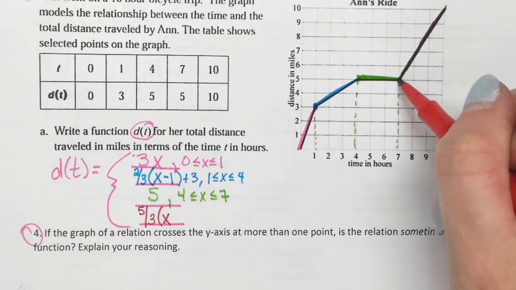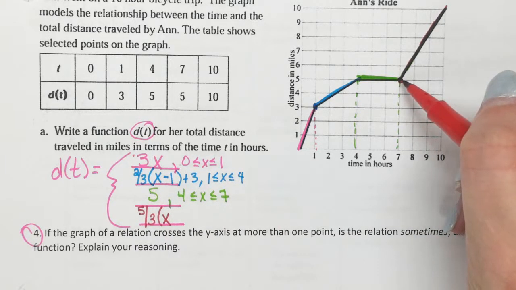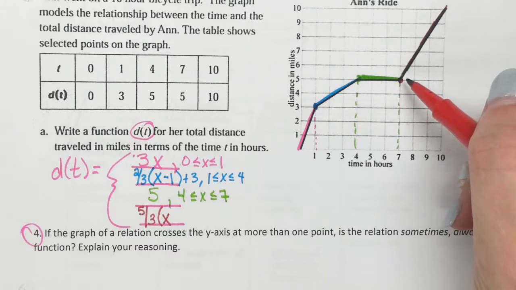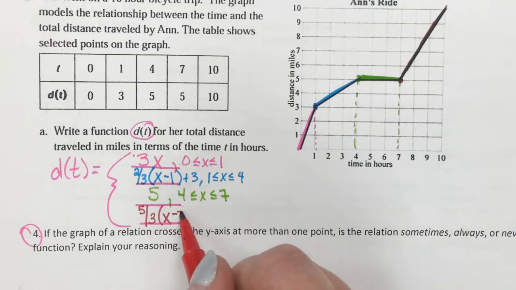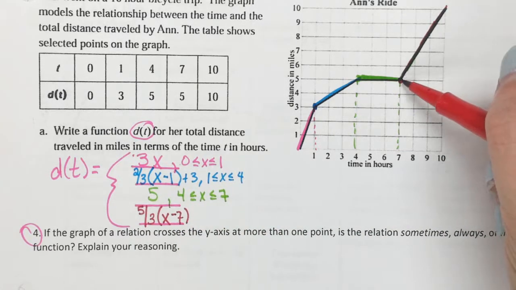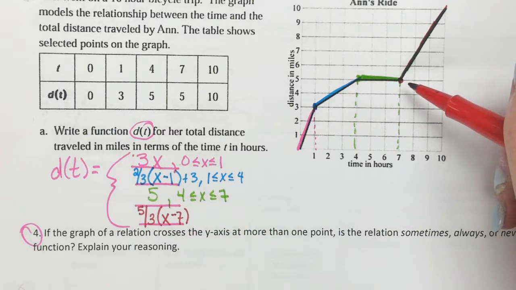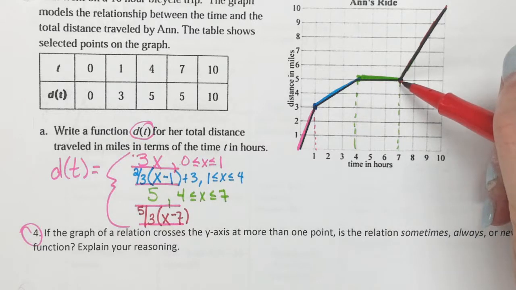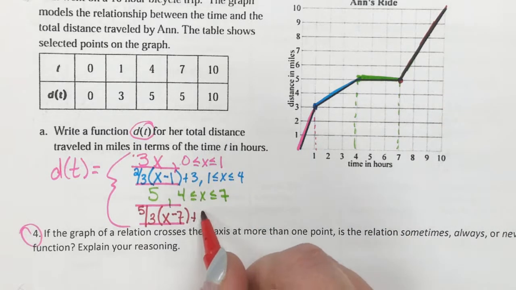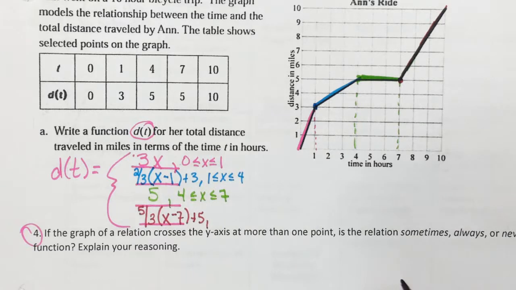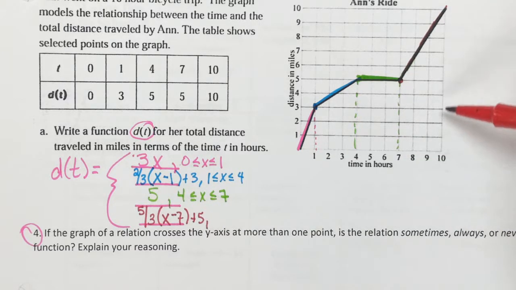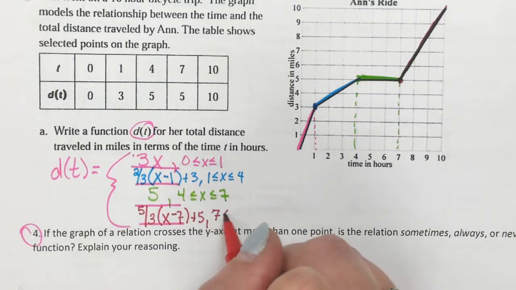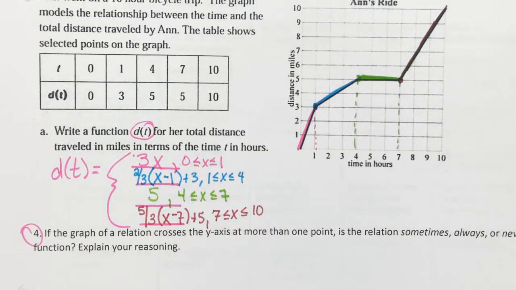Right here. Inside the parentheses moves left and right. So how far right did that point go from the origin? 7. So it's minus 7. Outside the parentheses moves up and down. How far up did that move from the origin? Plus 5. And then what are the intervals? 7 to 10. There you go.